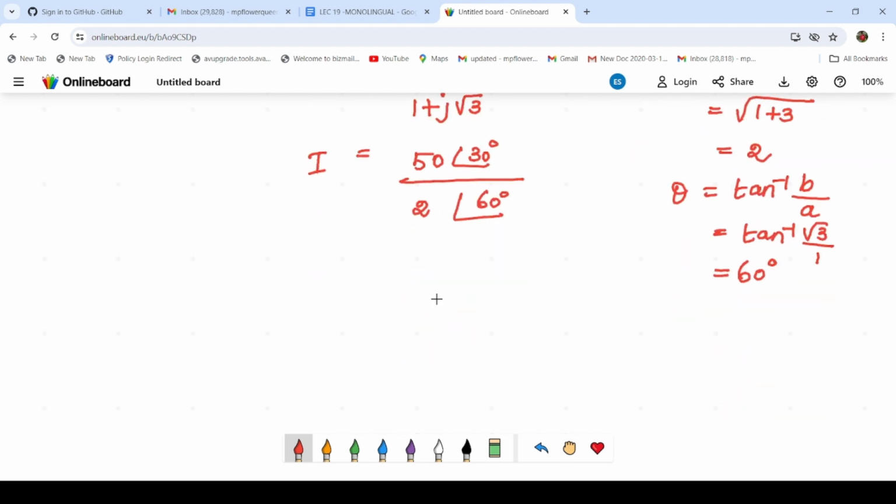So, what's the next step? Now, I am going to divide 50 by 2, that is 25. For the angle, what am I going to do? I am going to subtract the angle, 30 minus 60 degrees. So the angle is 25 angle minus 30 degrees. So this is the new current value.